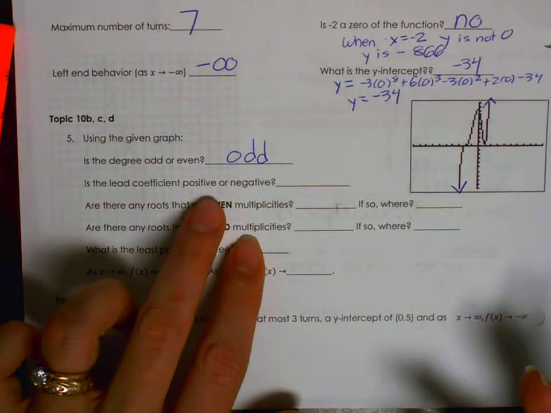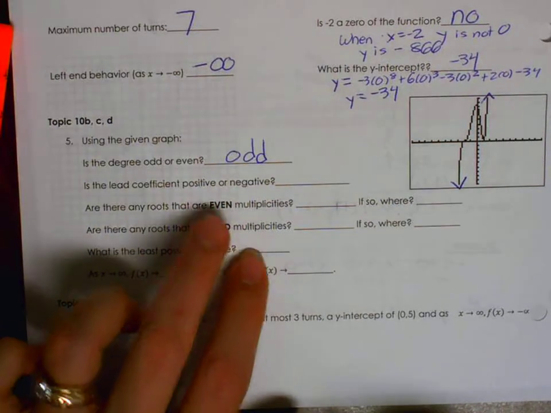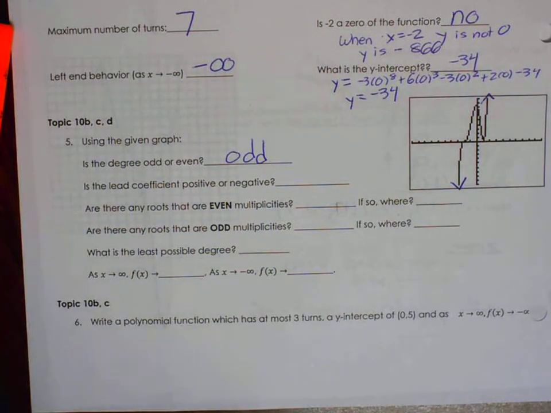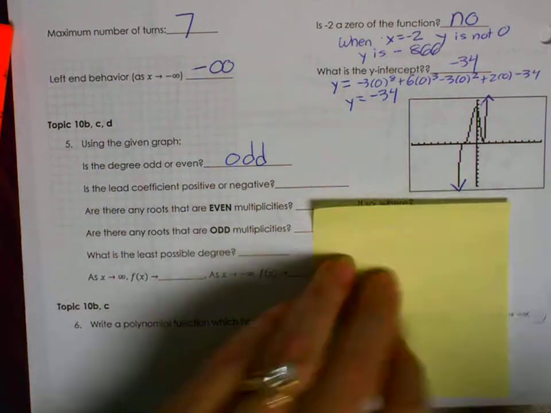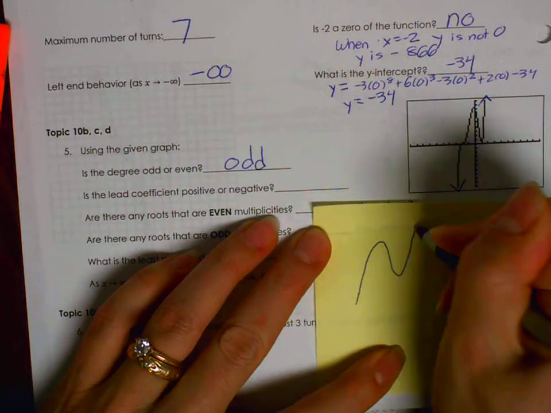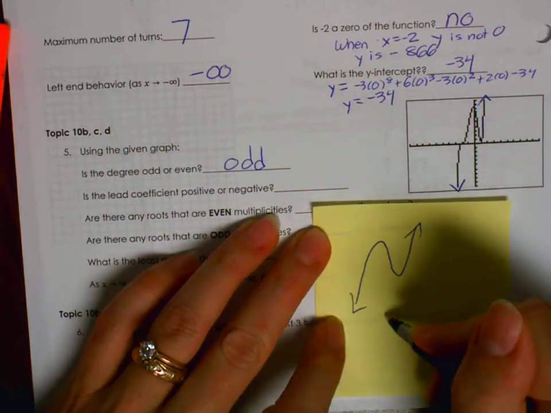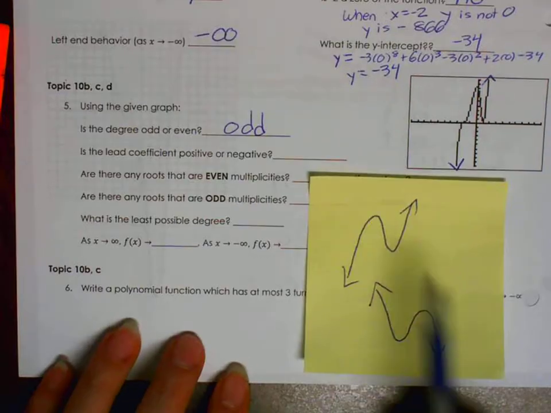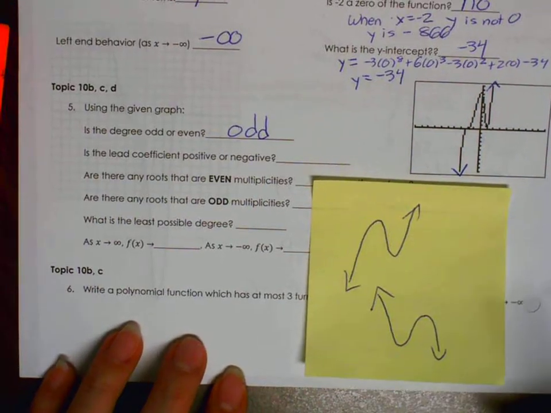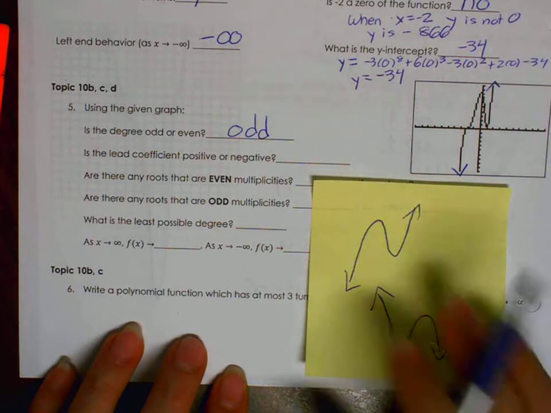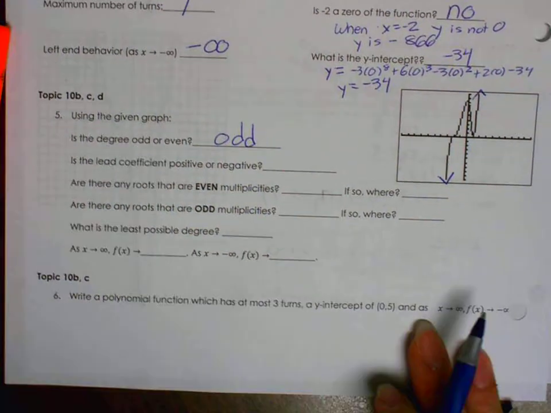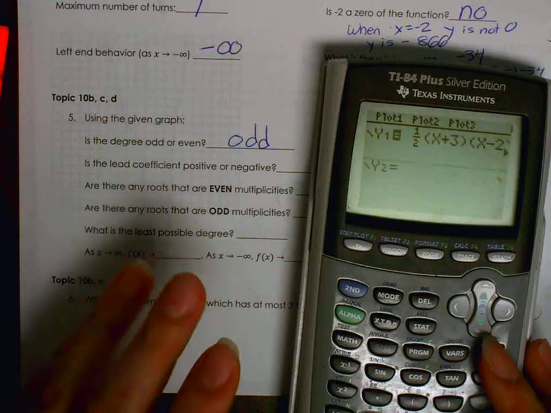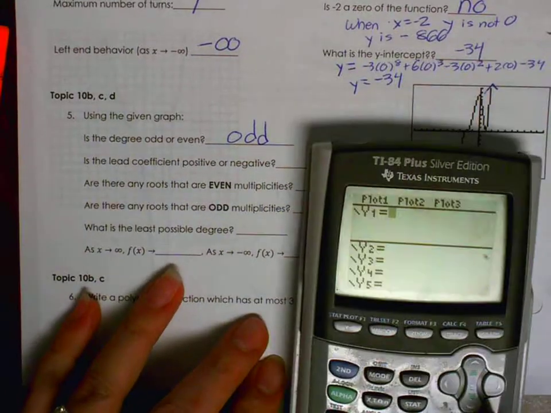And then, is the lead coefficient positive or negative? So remember, there's 2 options. You either have odd functions that look like this, or you have odd functions that look like this. And one of these is when you have a positive leading coefficient, and the other one's when you have a negative. So yes, you can memorize it, or you can do a quick test. Put any odd function in your calculator.